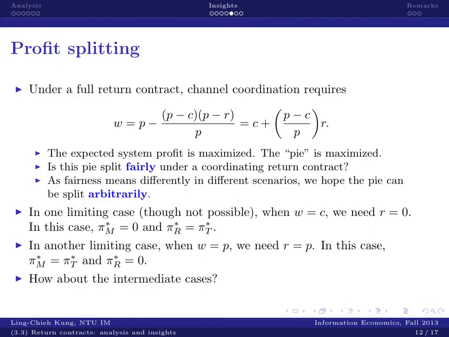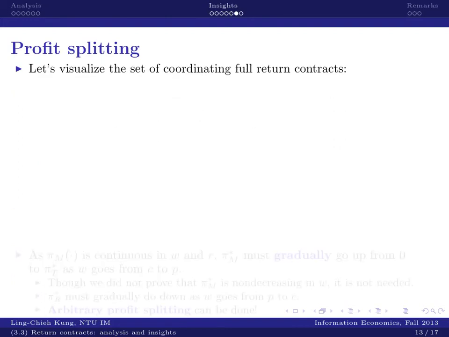So we have seen two special cases. In one special case, the manufacturer gets nothing. In the second special case, the retailer gets nothing. So there are at least two different ways to split the total profit. How about those intermediate cases? Here we need to visualize all the possible situations, so let's draw some graphs.